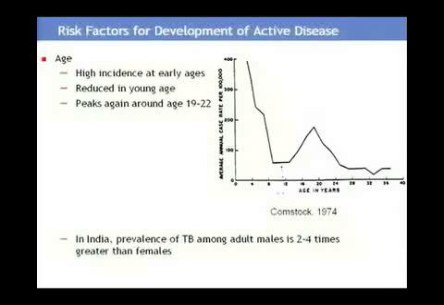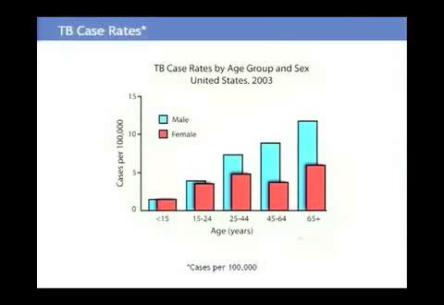In India, the prevalence of TB among adult males is 2 to 4 times greater than females. Here you can see similar ratios in the United States. This is done in the United States in 2003, taking a look at the case rates by age. And you can see in the youngest age range, less than 15, the male to female ratio is just about 1. And if you went down to the younger ages, females would outweigh males a little bit. However, as age increases, the male to female ratio increases as well. And these similar ratios are seen throughout the world.